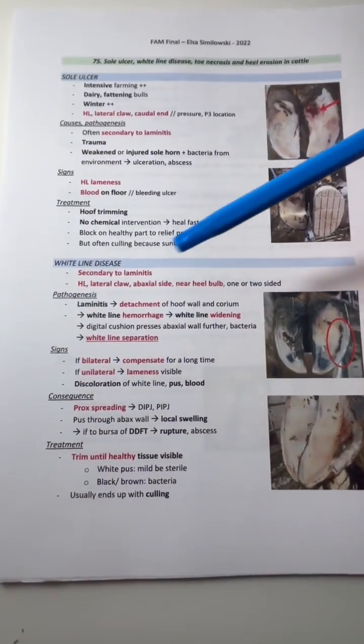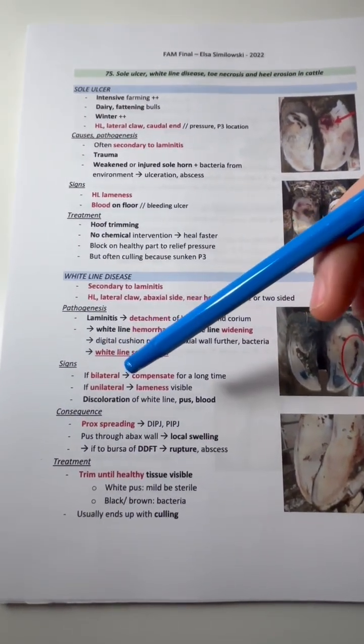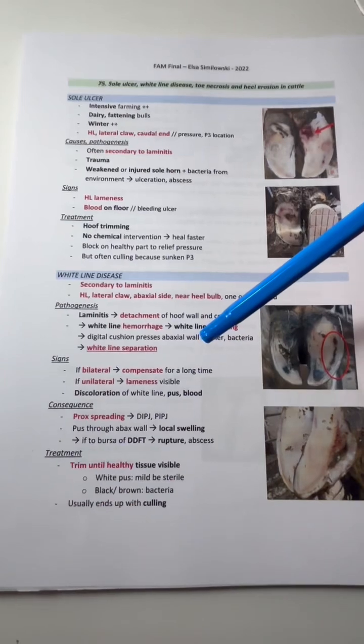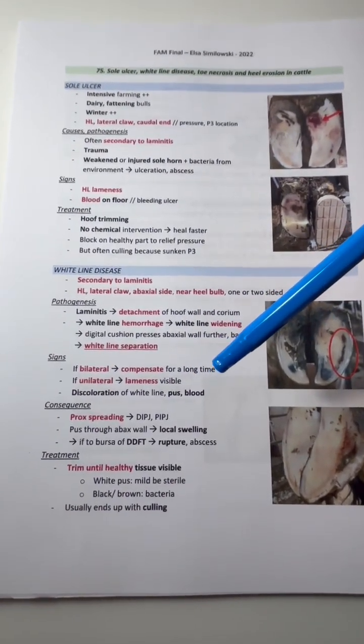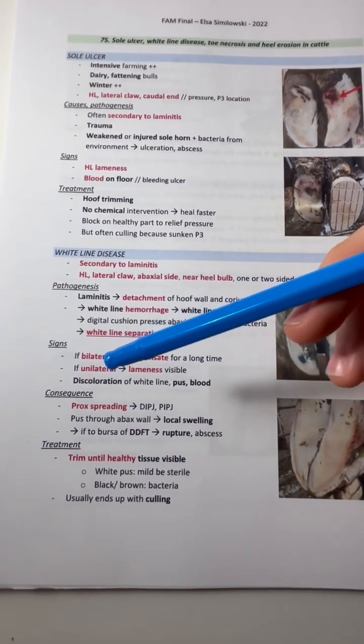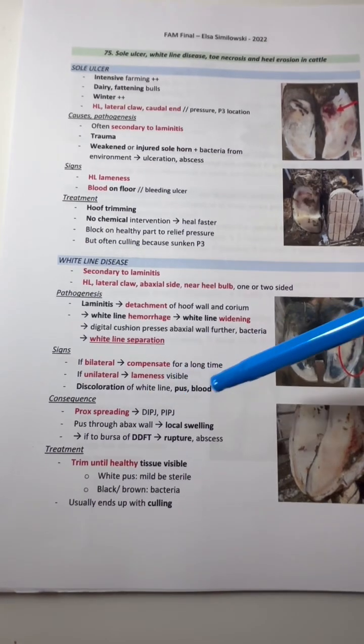For the clinical signs, if it's bilateral, they can usually compensate for a long time. But if it's unilateral, there'll be visible lameness. And we can often see discoloration of the white line, including pus and blood. The consequence of this is proximal spreading, and pus can get through the abaxial wall, which leads to local swelling.